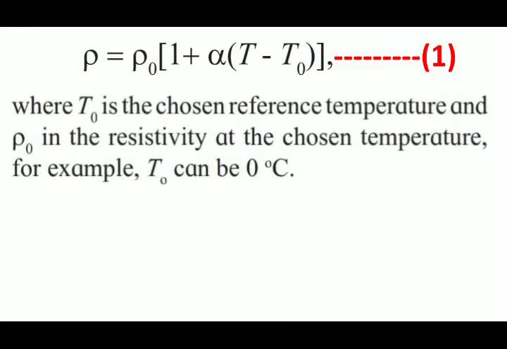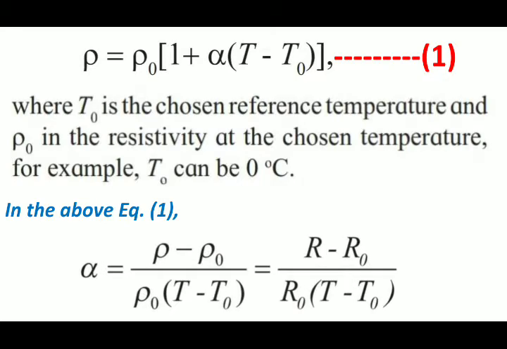where T0 is the chosen reference temperature and rho 0 is the resistivity at the chosen temperature. That means T0 is the initial temperature. So the resistivity of the material will also be rho naught, that is the initial resistivity of the material. For example, T0 can be 0 degree Celsius. So here you can see the above equation.